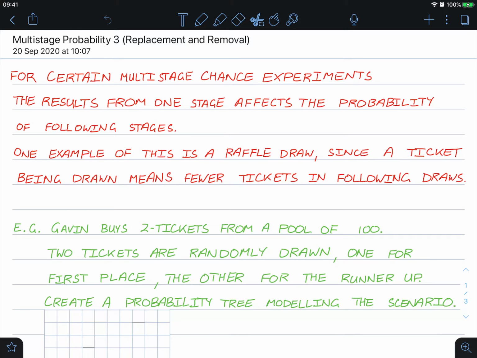Hello class, this is a video tutorial on multi-stage probability part 3. In this video we'll be looking at replacement and removal.